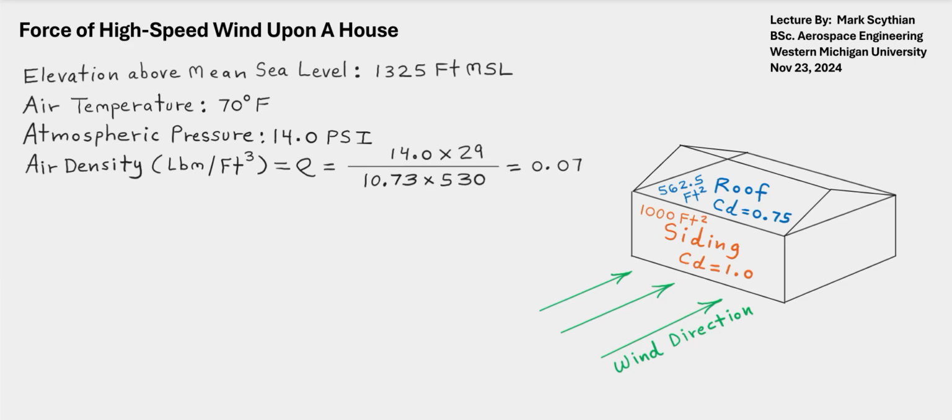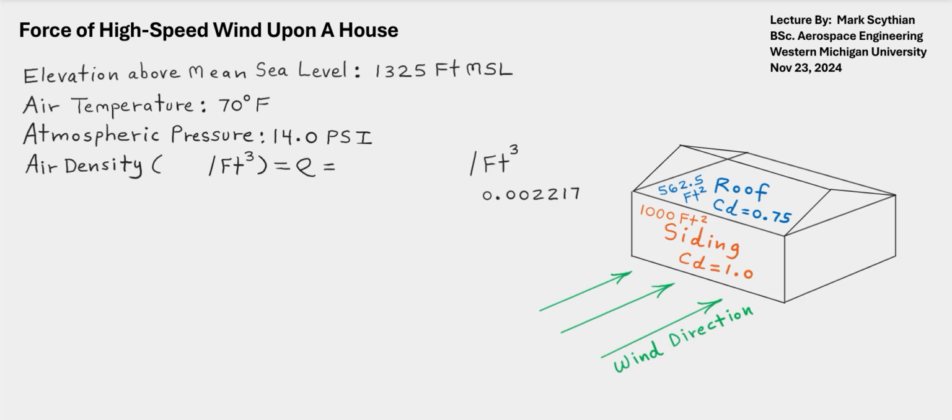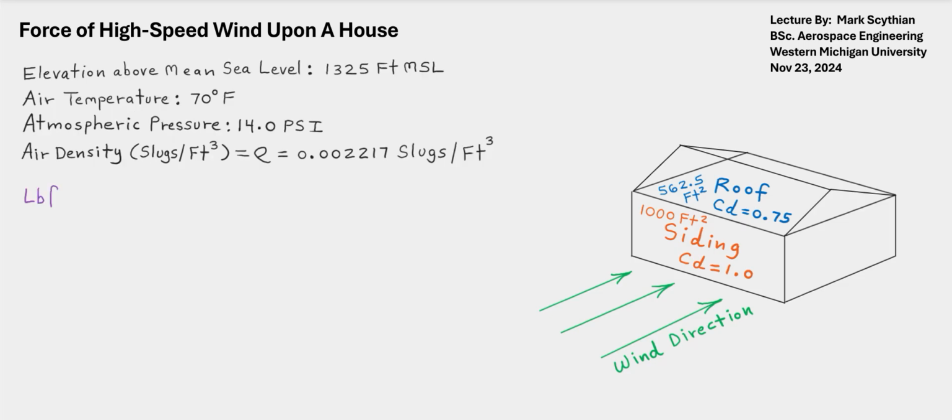So in this case it is 0.0714 pounds per cubic foot. But whenever we do aerodynamic equations outside of the metric system, we have to use the slug's absolute mass value. So that is 32.2 pounds mass is equal to 1 slug. So we can divide the air density in pounds per cubic foot into 32.2. So now we have 0.002217 slugs per cubic foot air density at 1325 feet above mean sea level in 70 degrees Fahrenheit air temperature.